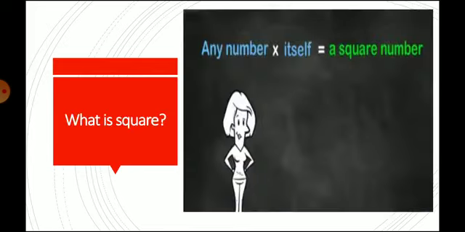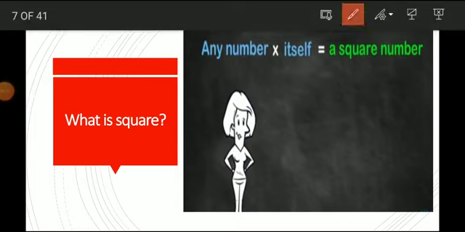So what is a square? Any number multiplied by itself is called a square number. If I take 5 into 5, we get a square number, 5 square. If I take 6 into 6, any number multiplied by itself is called a square number. So 6 square.